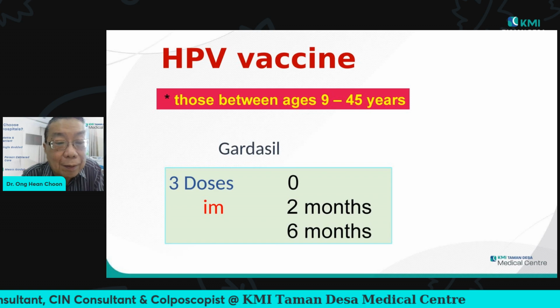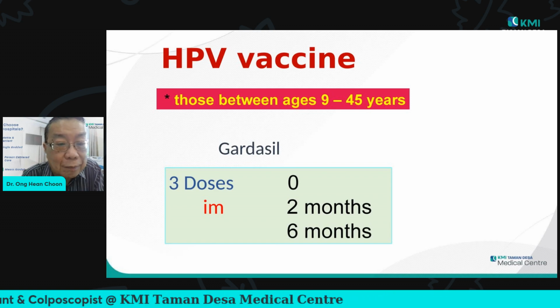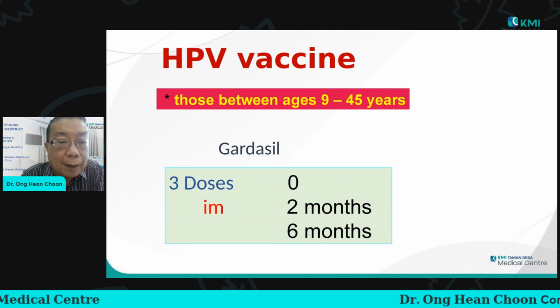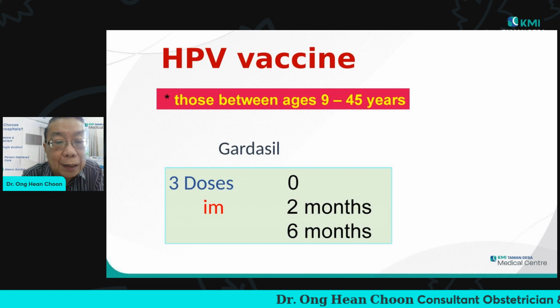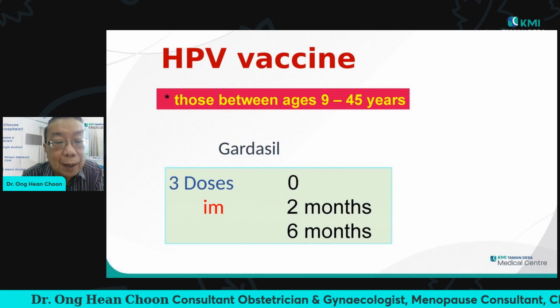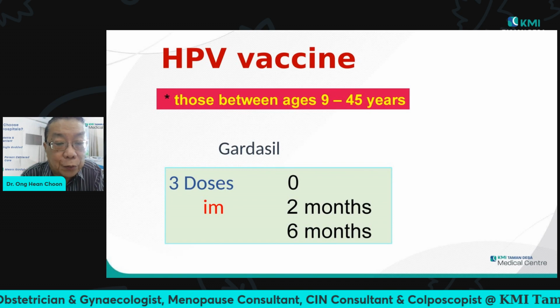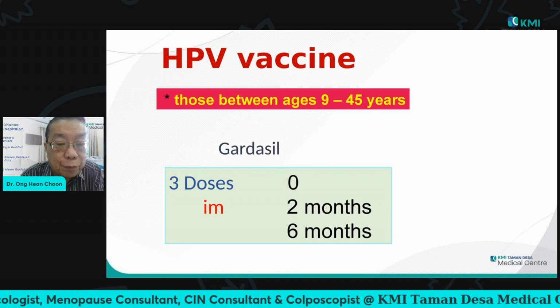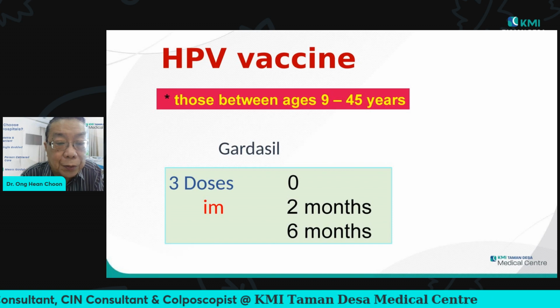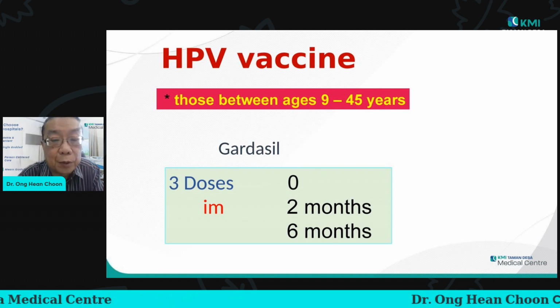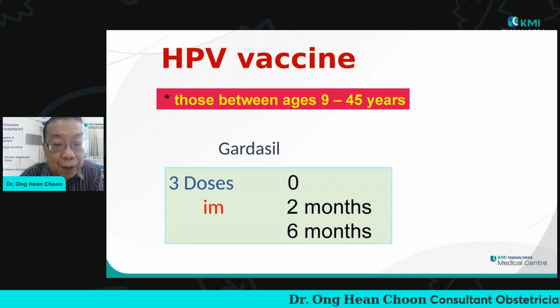So, the vaccine protocol. Many studies have been done and indicate that those between 9 years old to 45 years old can take the HPV vaccine. Currently, we are using Gardasil, mainly given in 3 doses: at the start, after 2 months, and after 4 months. That means 0, 2 months, and 6 months. So in 6 months, the 3 doses are given, and the woman is then protected against the HPV infection.